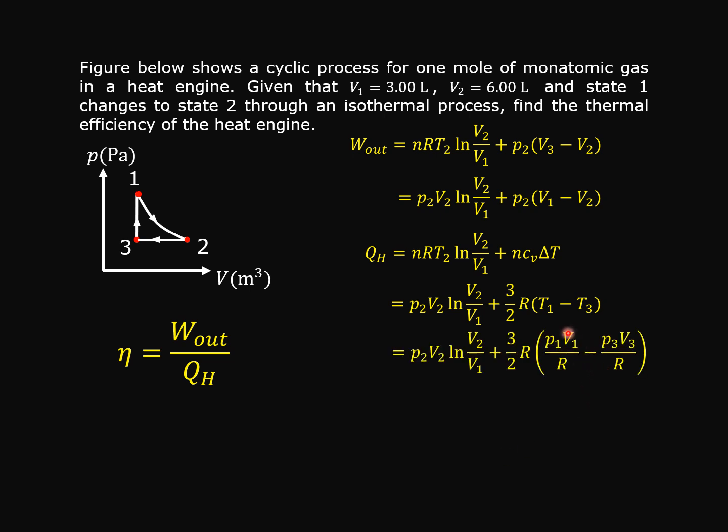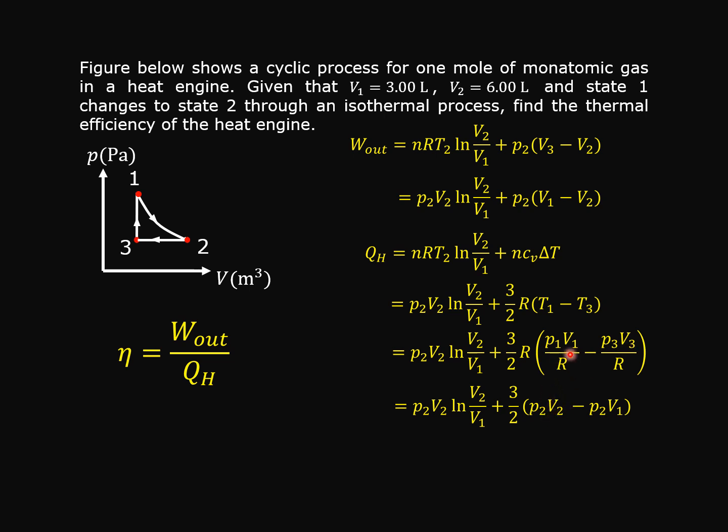Again, because we do not have information about the temperature, using the equation of state we change T1 into P1V1 over R, and T3 becomes P3V3 over R. Bear in mind that we already take the number of moles n as 1. Now this R and R can be cancelled, so the terms in the bracket become P1V1 minus P3V3.